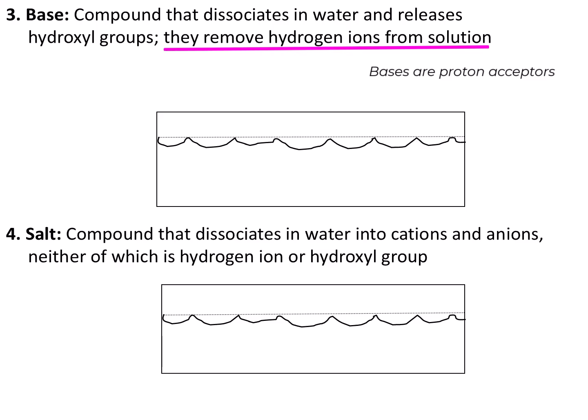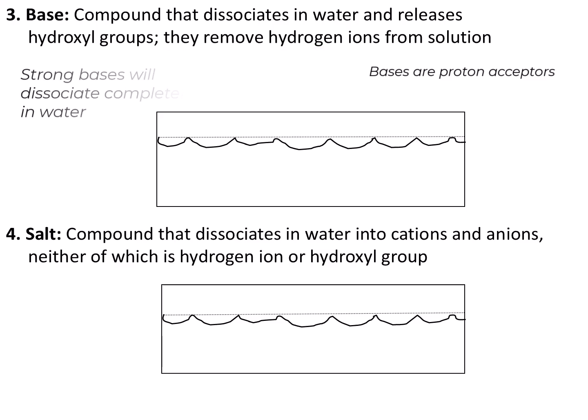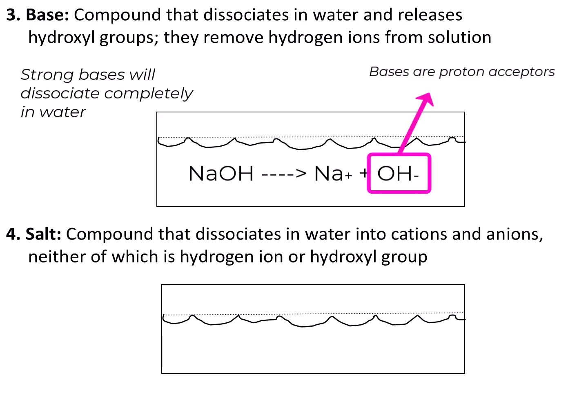Just like strong acids, strong bases will also dissociate completely in water. For example, sodium hydroxide will dissociate into sodium and hydroxyl groups when put in water. The hydroxyl, or OH negative, is the proton acceptor. Salts are molecules that dissociate in water into a cation and anion. Neither of these are hydrogen or hydroxyl. So for example, if you put sodium chloride into water, you get sodium ions and chloride ions.